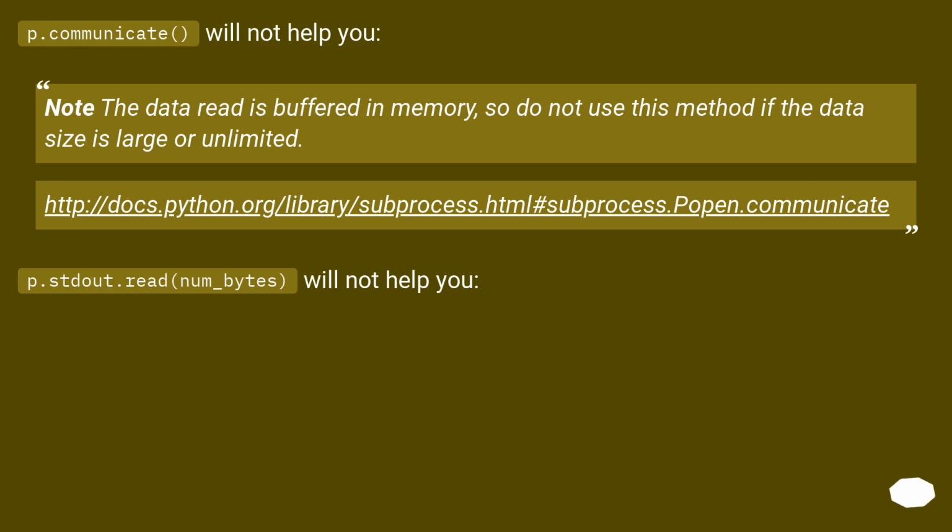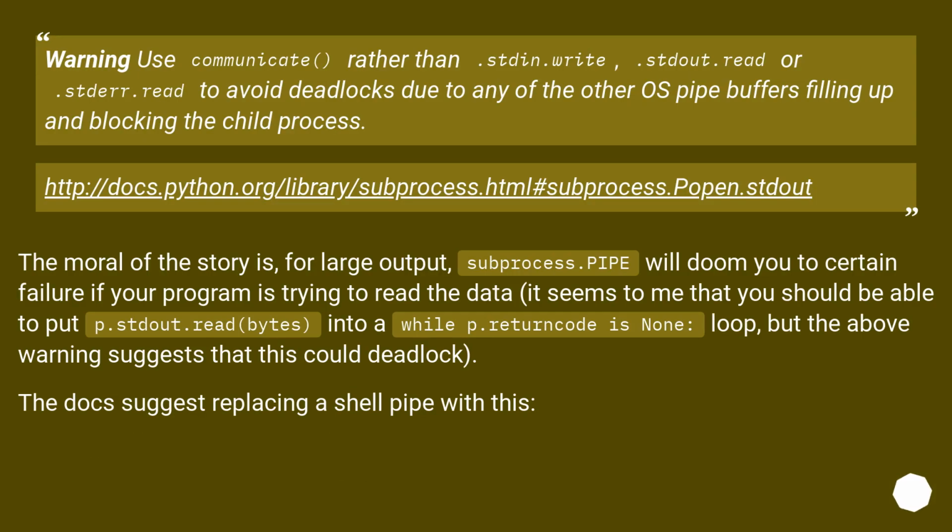p.stdout.read(num_bytes) will not help you. Warning: use communicate rather than stdin.write, stdout.read or stderr.read to avoid deadlocks due to any of the other OS pipe buffers filling up and blocking the child process. This URL. The moral of the story is, for large output, subprocess.PIPE will doom you to certain failure if your program is trying to read the data.